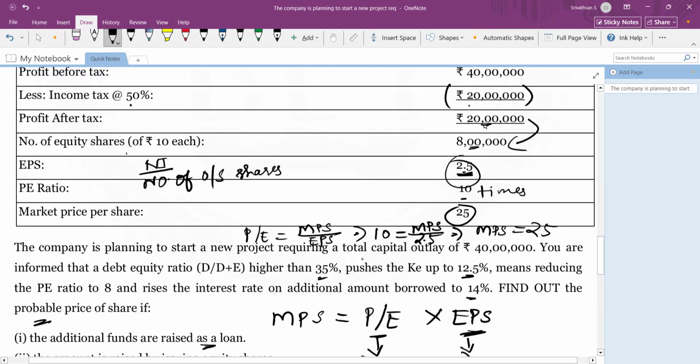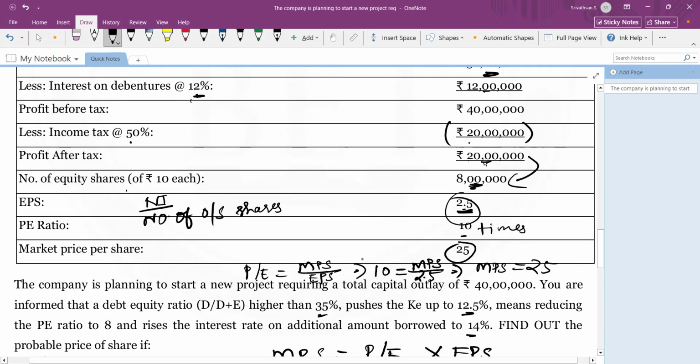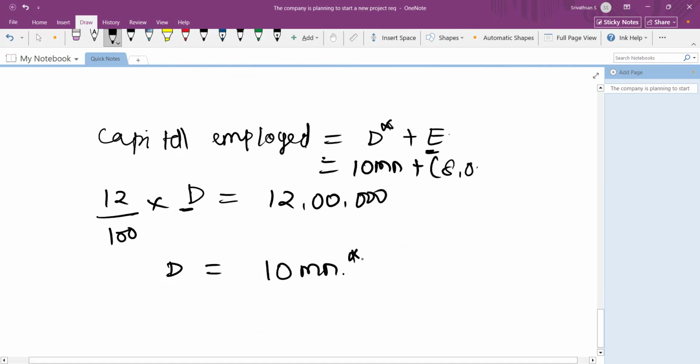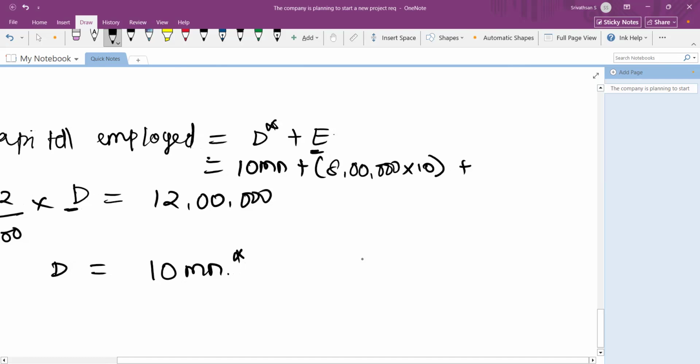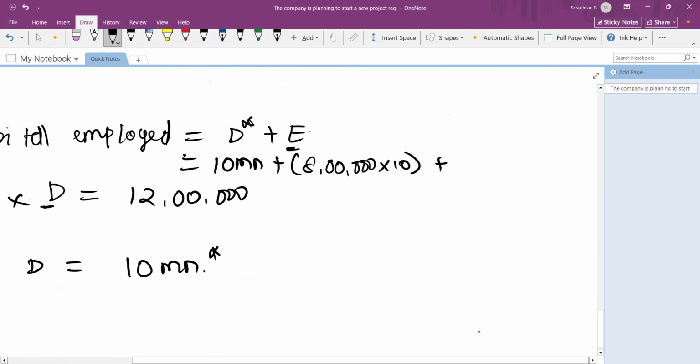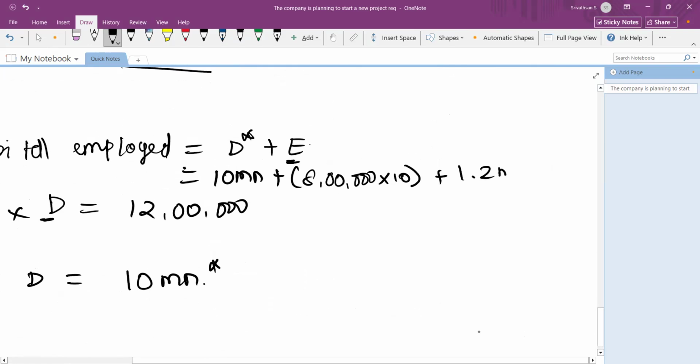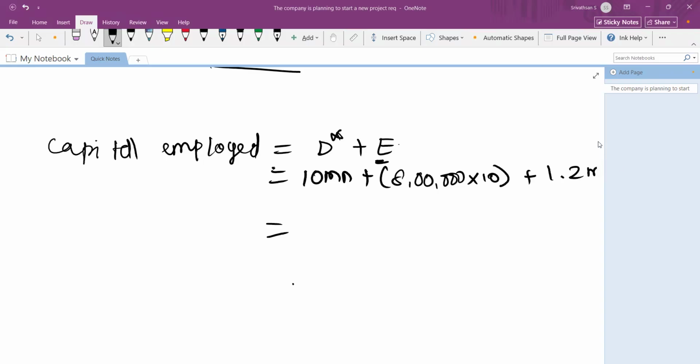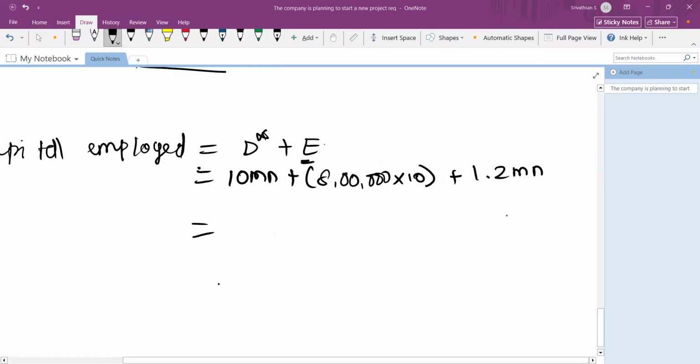The number of equity shares outstanding is 8 lakhs and the face value per share is 10. So the equity is 8 lakh into 10, plus, see, equity is not only equity share capital, even retained earnings are a part of equity. So we have to take the retained earnings also, which is 1.2 crores, nothing but 12 million. So the existing capital employed is 10 million plus 8 lakh into 10, which is 80 lakhs.